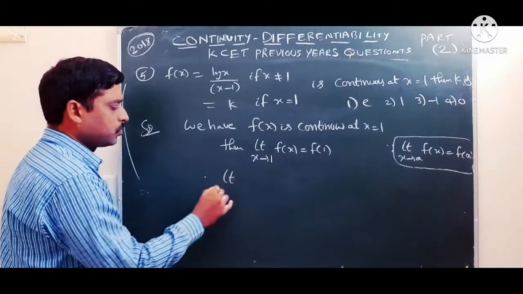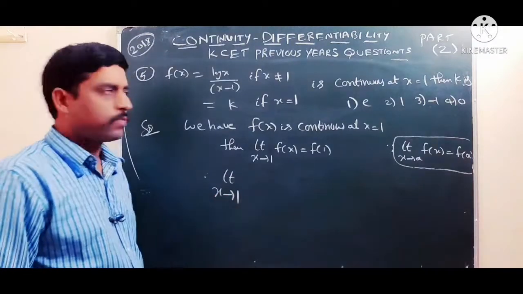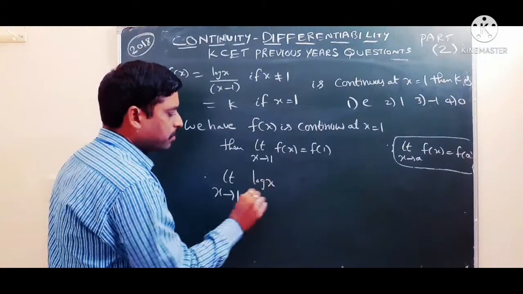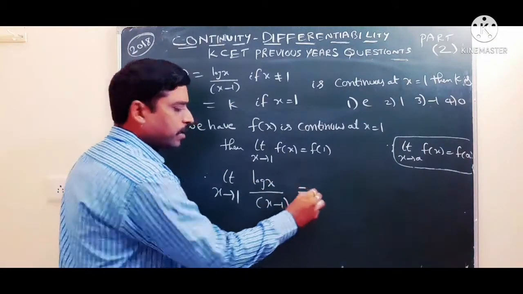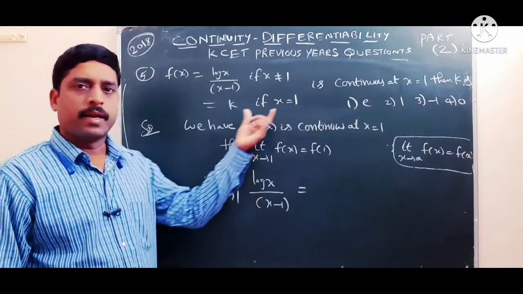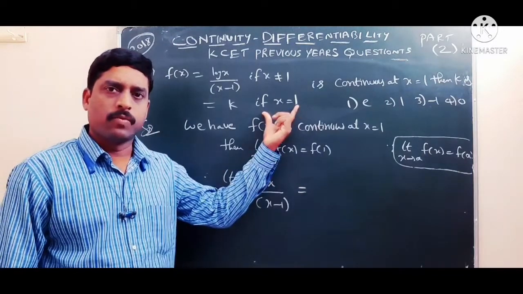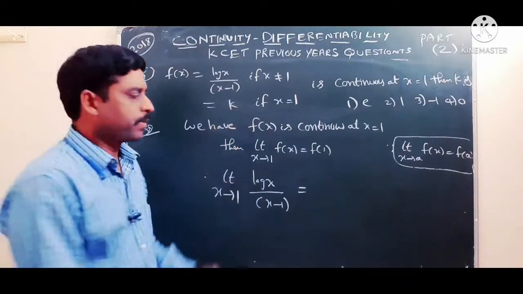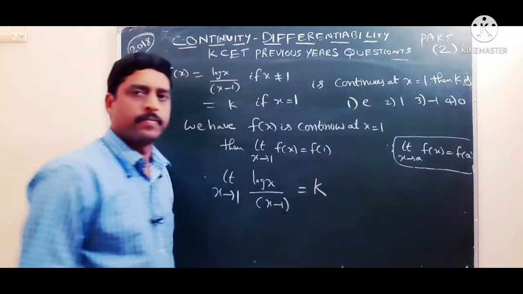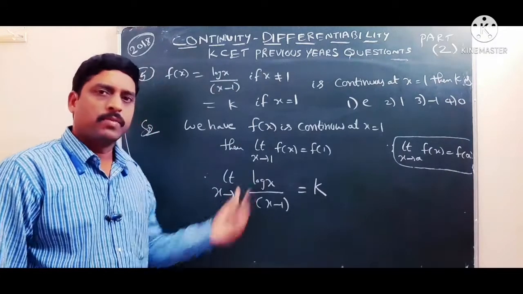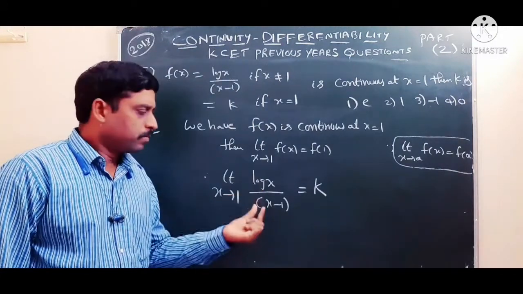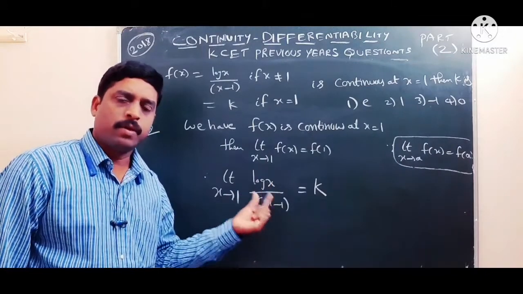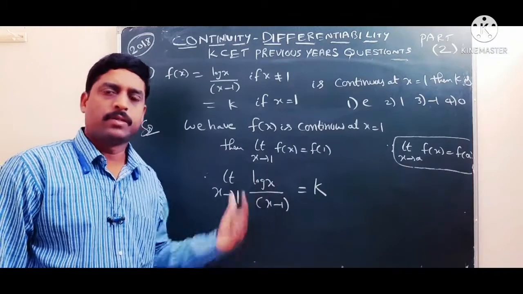Therefore, limit x tends to 1, f of x, from the statement, is log x by x minus 1. This will be f of 1. From the statement, at exactly x value 1, f of x is equal to k. So this is nothing but f of 1. So f of 1 is equal to k. Put x equal to 1 in the expression. This is log 1. Log 1 value is 0. So 1 minus 1 is 0. This is a 0 by 0 form.